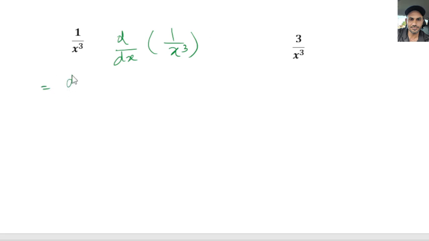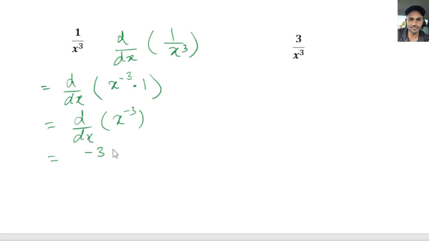So that's the next step I'm going to do, d over dx. I'm going to bring this x cubed into the numerator, and it becomes x to the negative 3 times 1, this 1 is still there. Let's simplify this further. x to the negative 3 times 1 is just x to the negative 3. We can omit the 1. We don't need to write it. Now we want to take the derivative of this. Using the power rule, you take the exponent to the front, negative 3, and x to the negative 3, and we subtract 1 from it. So this becomes negative 3x to the negative 4.